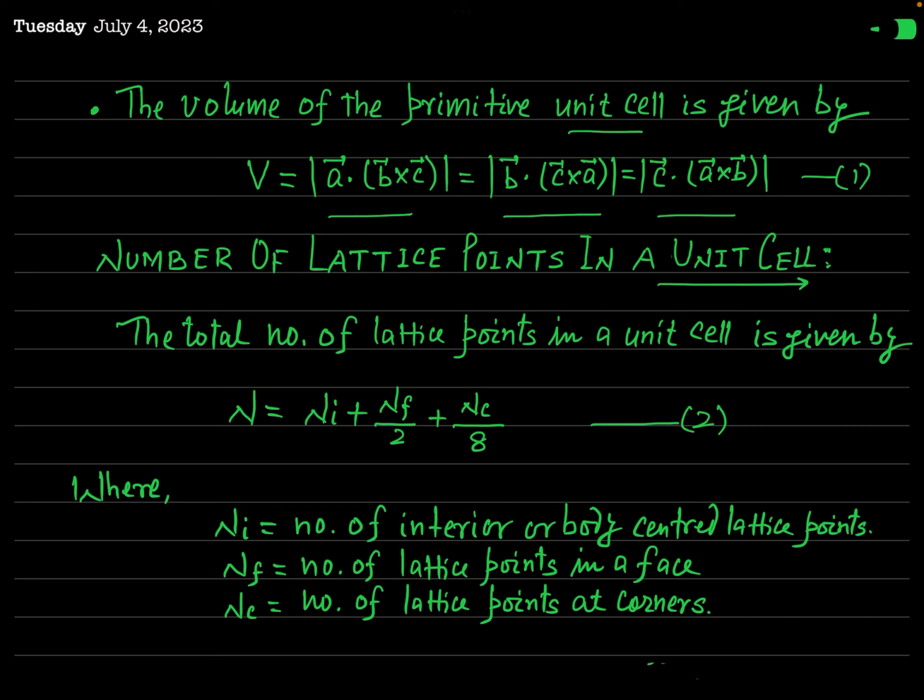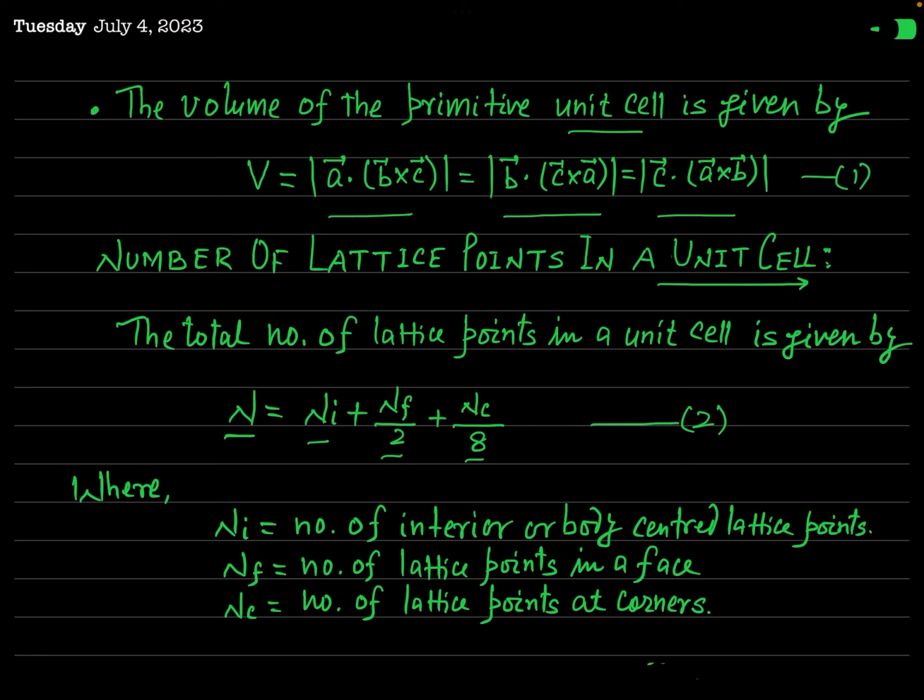In general, if you want to know the number of lattice points or number of atoms in a unit cell, you can use this formula. The total number of atoms or lattice points in a unit cell, particularly a cubic unit cell or a unit cell in the form of a parallelepiped, is given by this formula: n is equal to Ni plus Nf divided by 2 plus Nc divided by 8.